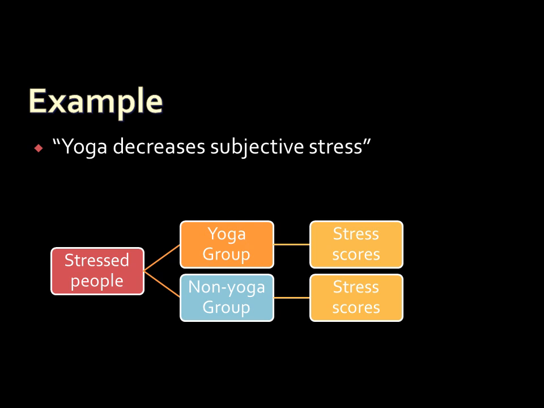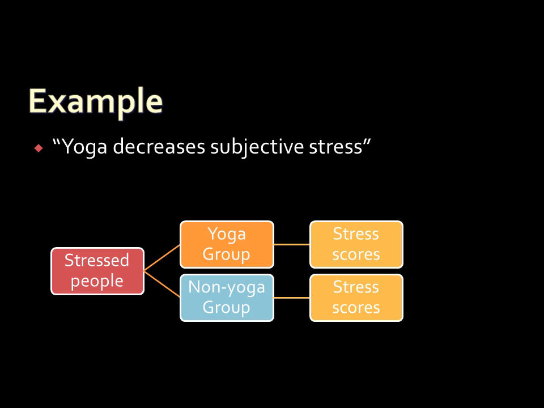We just randomly take 100 of those people and put them into a yoga group, and we take the other 100 people and put them into the non-yoga group, and then we go through the collection of the data. In the yoga group, let's say that the people come to your yoga studio 3 times a week over a 3-month period, and they do yoga for an hour each time. Okay, so that's the experimental group.